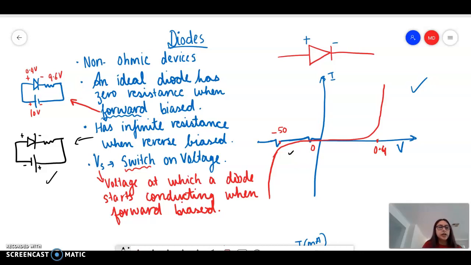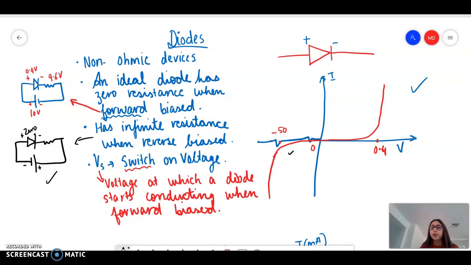So in this circuit, there will be zero current because the diode is reverse biased. The positive end of the diode is connected to the negative end of the battery, and the diode will not conduct. So it acts as an open switch. No current will flow in the circuit.